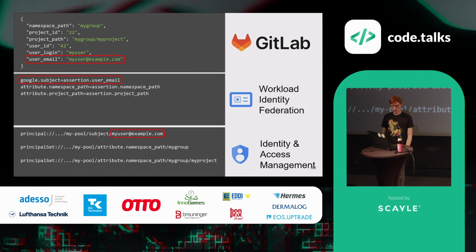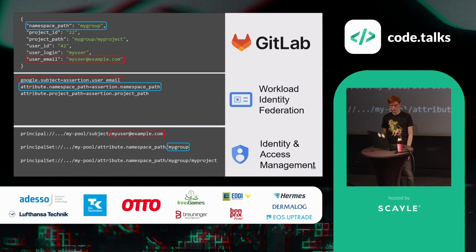And we can also do something like mapping attributes. So we can map, for example, the repo's name or the group name of some repo in GitLab. In this case, it's mapping the namespace from the group to some kind of principal that is known to Google. This principal can then be bound to some specific permissions and can be checked.